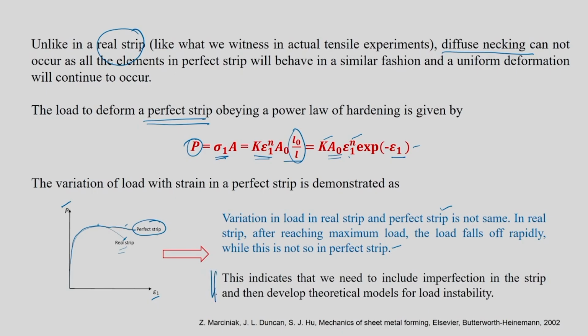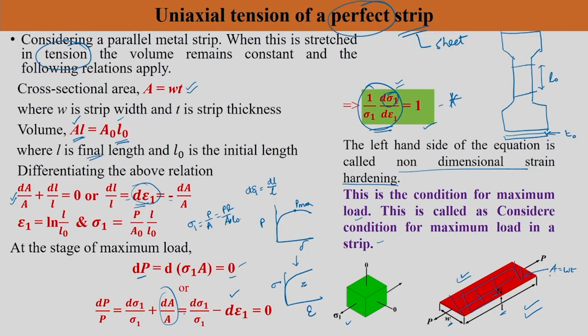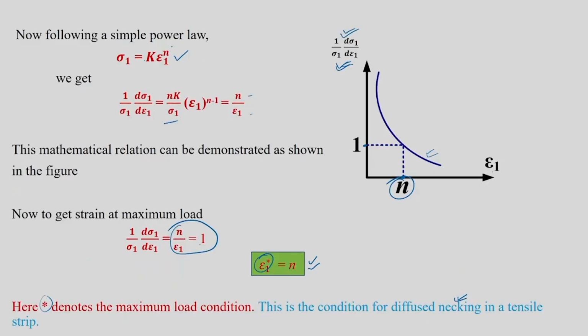What does that mean? That means we need to include an imperfection in the strip and develop theoretical models for load instability, or if you want to calculate, let us say, epsilon 1 star. So if you want to calculate for the real strip, which is going to have imperfection, then you have to put some theoretical imperfection in the strip for further analysis. That is why I mentioned very clearly that you are going to have uniform area of cross section A here, uniform area of cross section A here.